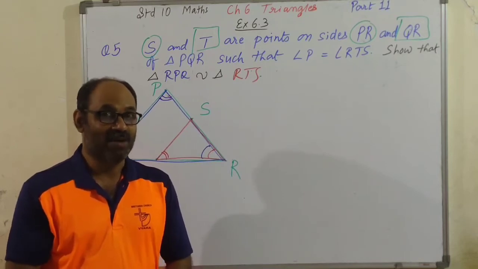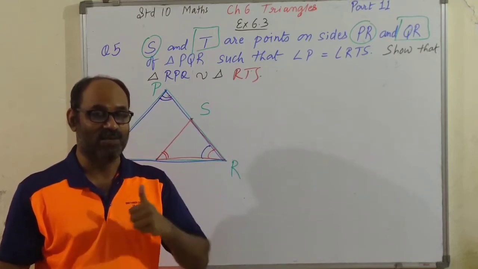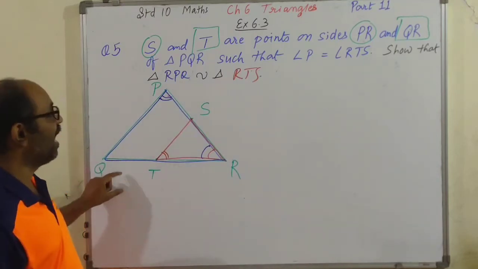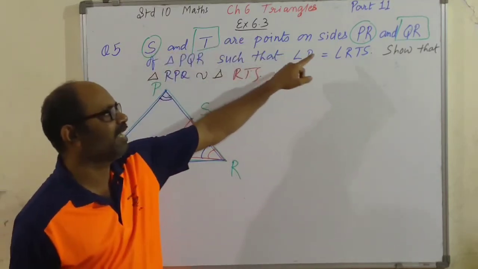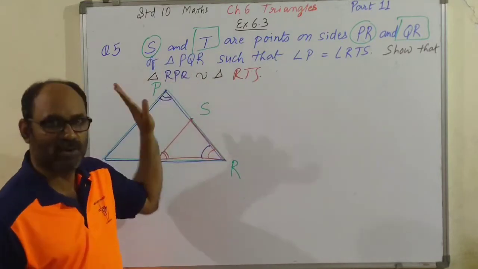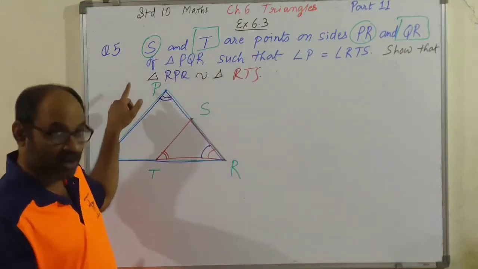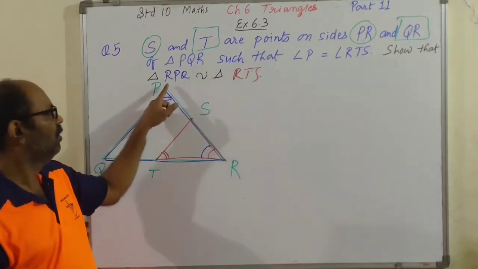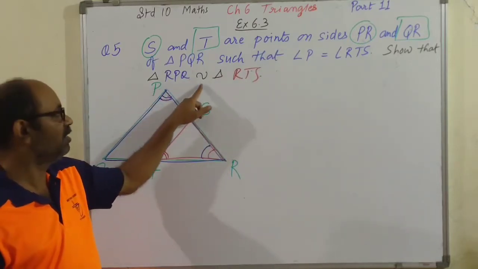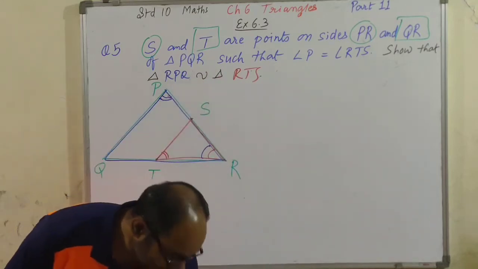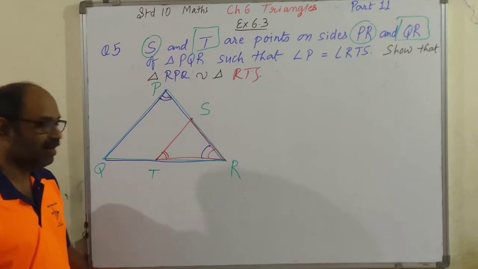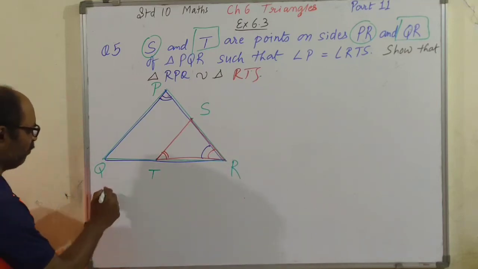Now let's write down. But as usual, data and to prove I am not going to write, but I will state it. Data. S and T are points on sides PR and QR of triangle PQR. और उसके नीचे angle P is equal to angle RTS. To prove triangle RPQ is similar to triangle RTS. The blue one and the red one. Alright. Proof.